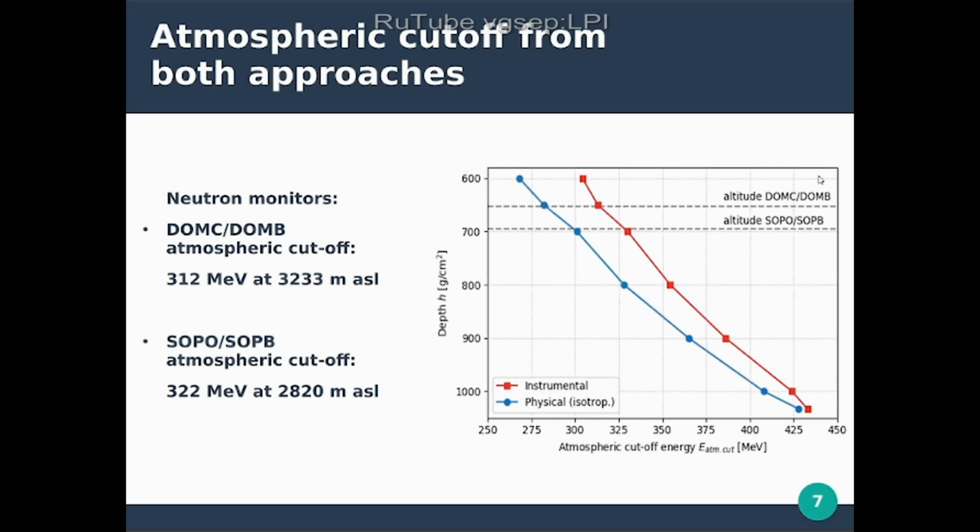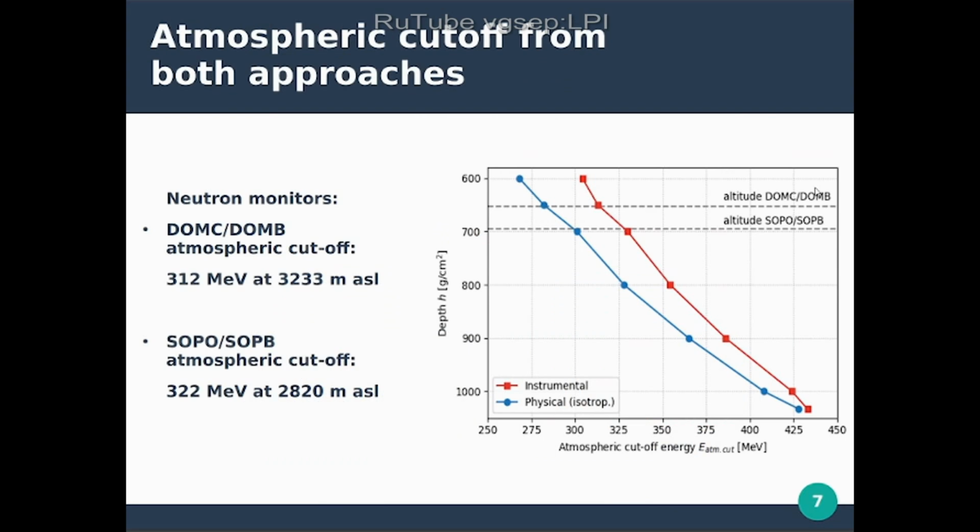And this is the altitude profile for our calculations. So the blue curve is the atmospheric cutoff profile calculated with the planetary cosmics. And here, the red curve is the instrumental way to calculate it. The main difference between these two curves is that the blue one assumes that we register every single neutron that arrives. And the red one, the yield function based one, takes the imperfection of the neutron monitor as a detector into account. That's why it is more conservative, and it provides the higher values of the atmospheric cutoff.